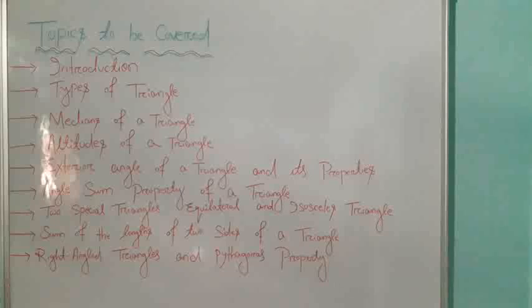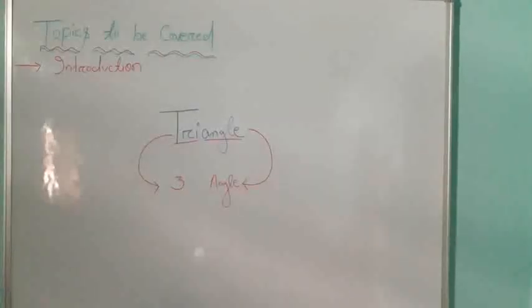Let us learn these topics one by one. Students, exactly what is a triangle? Think about it. The name itself says triangle. Here, tri means three, and you know that angle means orientation between two sides. So, basically we can say triangle is a geometrical shape with three angles.